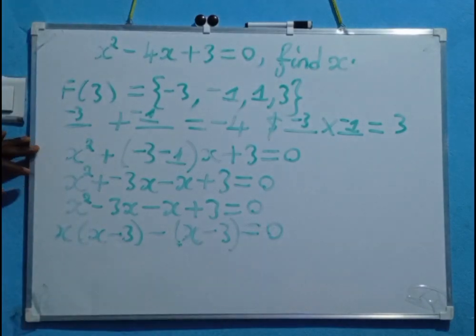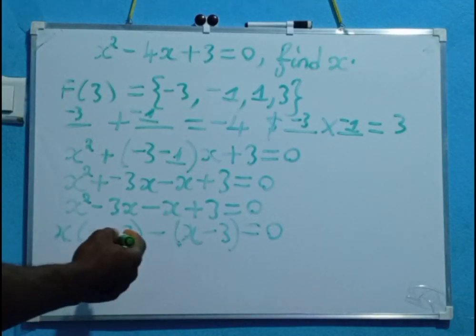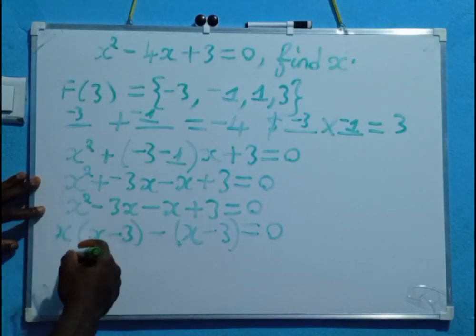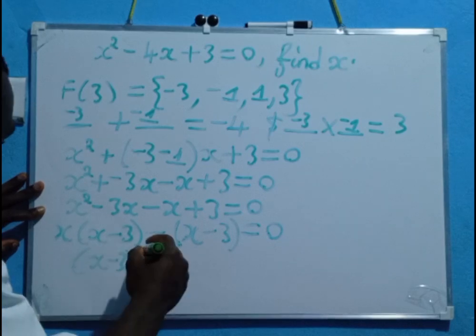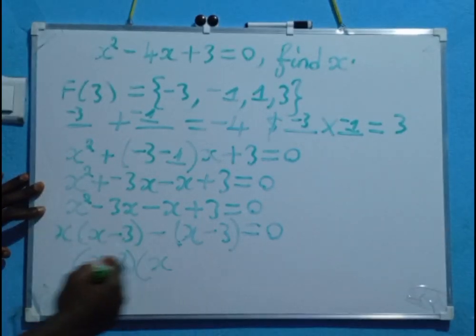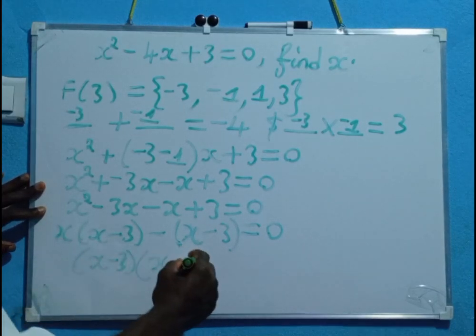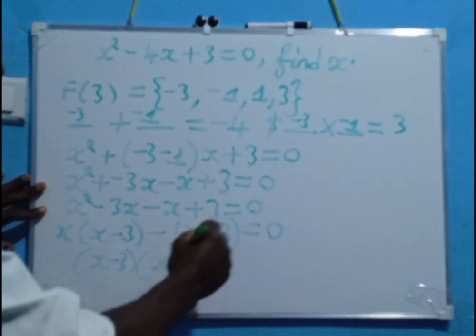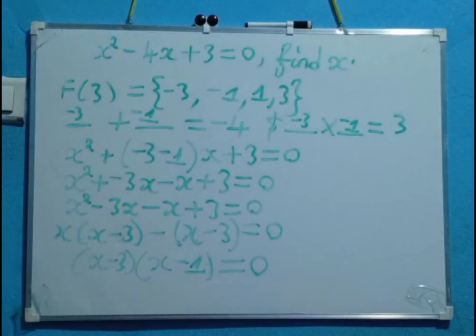Now we have two terms. The two terms we have, x minus 3 is common. So we are going to factor out x minus 3. X minus 3 times x. If you take x minus 3 times x, it goes back to this. If you take x minus 3 times negative 1, it goes back to this other one. It's equal to 0. Now, at this level, we have a product of two linear factors is equal to 0.